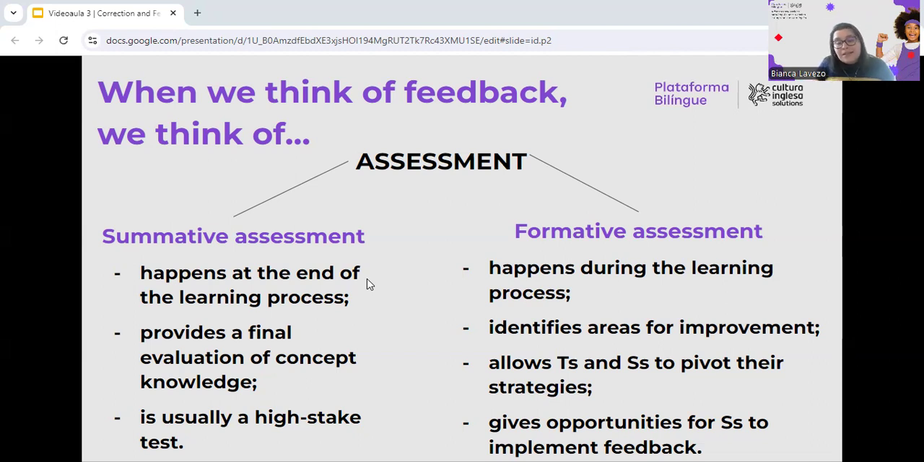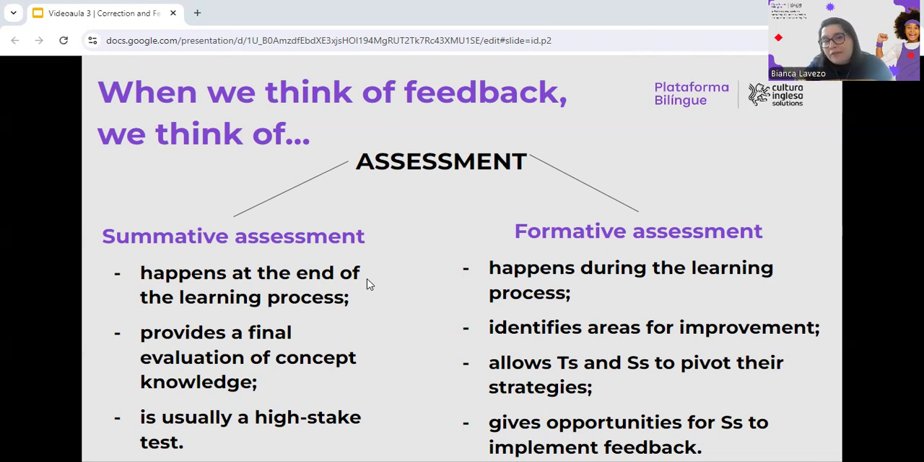And this type of assessment also provides students the opportunities to implement this sort of feedback. So they understand, okay, I'm wrong. This is something that I need to improve. Let me try again. Yeah.